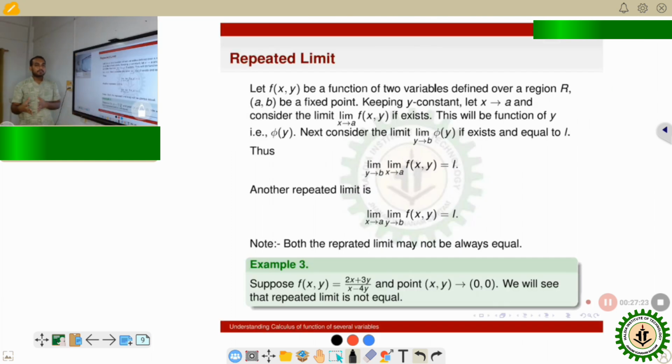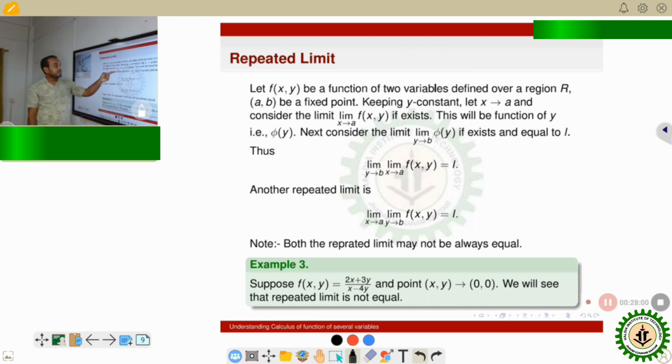Next thing, the repeated limit. Repeated limit, I have already told you, means keeping one parameter constant and applying the limit on the other one first, and after getting the output of the first one, apply the second one. So repeated limit means, for a function of two variables defined on a region R approaching a fixed point, that is (a, b), keeping y constant first, let x tend to a. The fixed point is (a, b), so first variable x will tend to a and y tends to b. So we are keeping y constant and letting x tend to a.